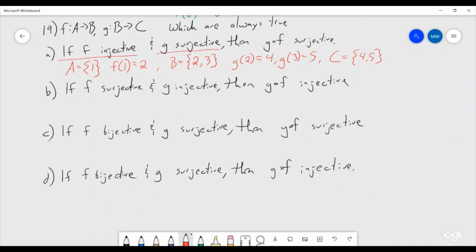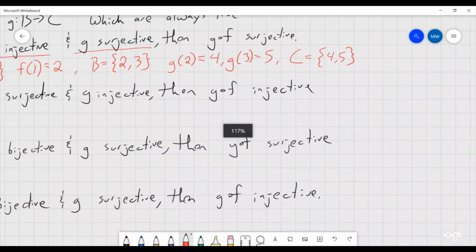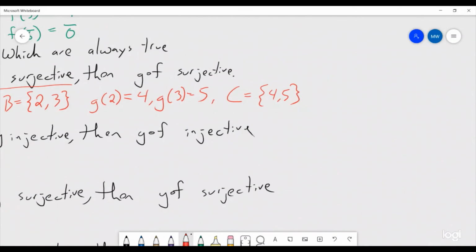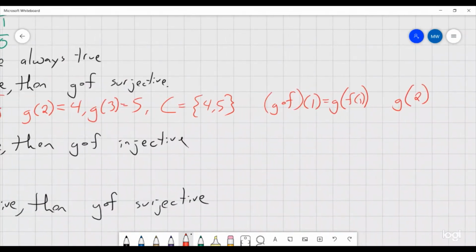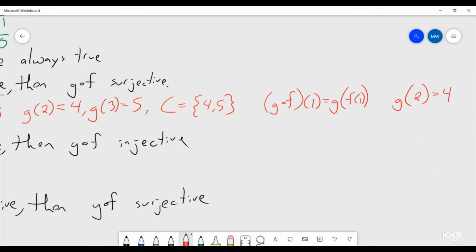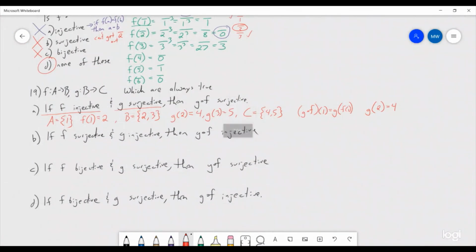We are then told, is G of F surjective? Well, let's look to see what G of F would be. G of F means we are doing F first, so our only input has to be 1. So that's going to be G of F of 1. That tells us F of 1 was 2, G of 2 is 4, and we are only able to get that.